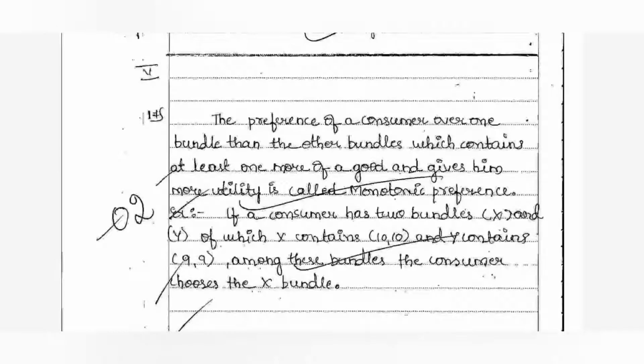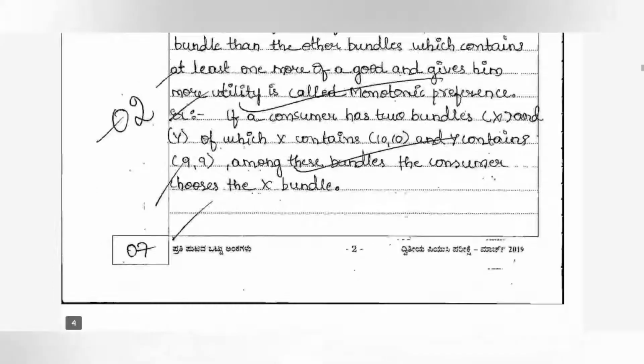The first question we have here is about monotonic preferences. What are monotonic preferences? The preference of a consumer for one bundle over another bundle, which contains at least one more of a good and gives more utility, is called monotonic preferences. For example, if a consumer has two bundles, X and Y, where X contains 10 and Y contains 9, the consumer will always select the one which gives more satisfaction. He will select the X bundle.